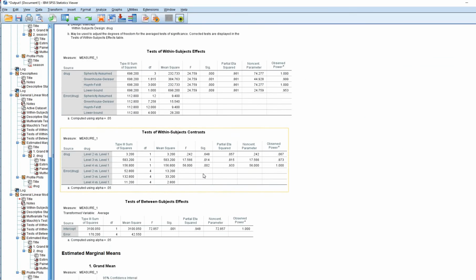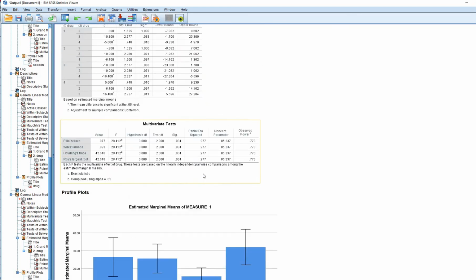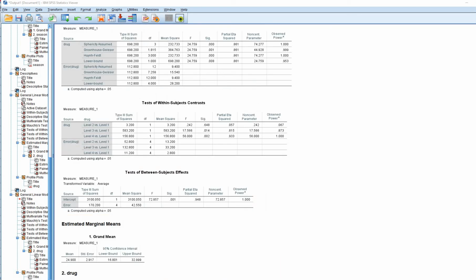All of this information is the same, but now as we scroll down to our tests of within subjects contrast, which is right here, you can see we've got drug, level 2 versus level 1, level 3 versus level 1, and level 4 versus level 1. So you have these three comparisons that are given. There are the p-values for each of those. The comparisons involving level 3 and level 4 versus level 1, both of those were statistically significant.